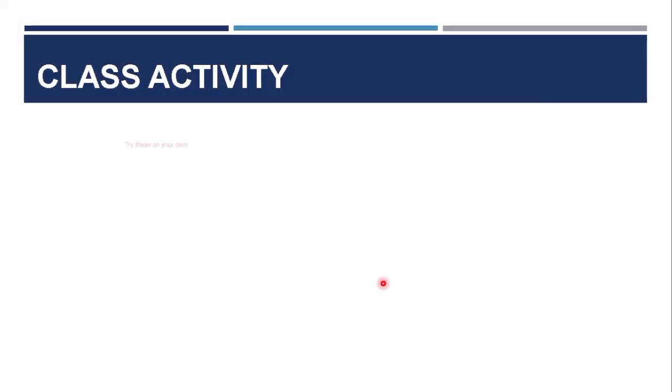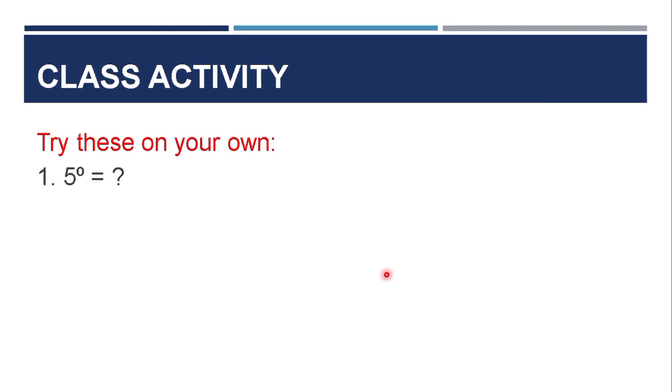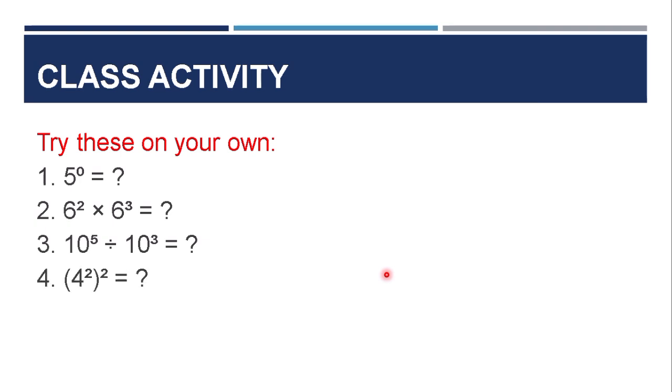I want you to try this on your own. 5 exponent 0. 6 exponent 2 by 6 exponent 3. 10 exponent 5 divided by 10 exponent 3. 4 exponent 2, all exponent 2. 3 exponent negative 2.